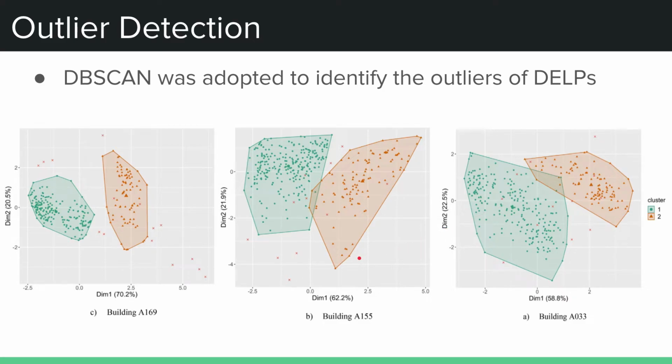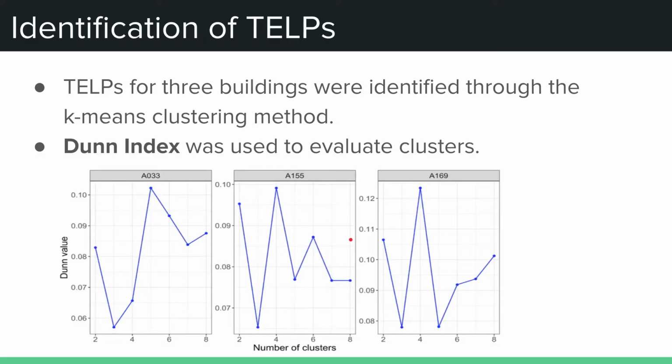From this we can conclude that DBSCAN clustering did not identify all possible clusters, because 2 is not enough. 2 might only represent the working hours and non-working hours of the building. So we need to do better clustering or further clustering analysis. And for that they used k-means clustering, and they used the Dunn index to identify the optimal number of clusters.